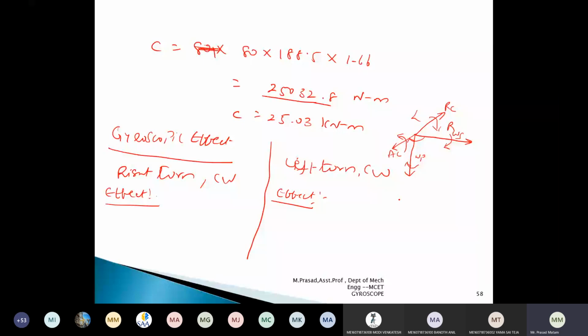If I'm not wrong, I'm just rotating the aeroplane, a simple rectangular box. So this is the front portion, we call it the nose. Back portion we call it the tail. So the reactive couple is acting from left side to right side. So this is the left hand side portion.